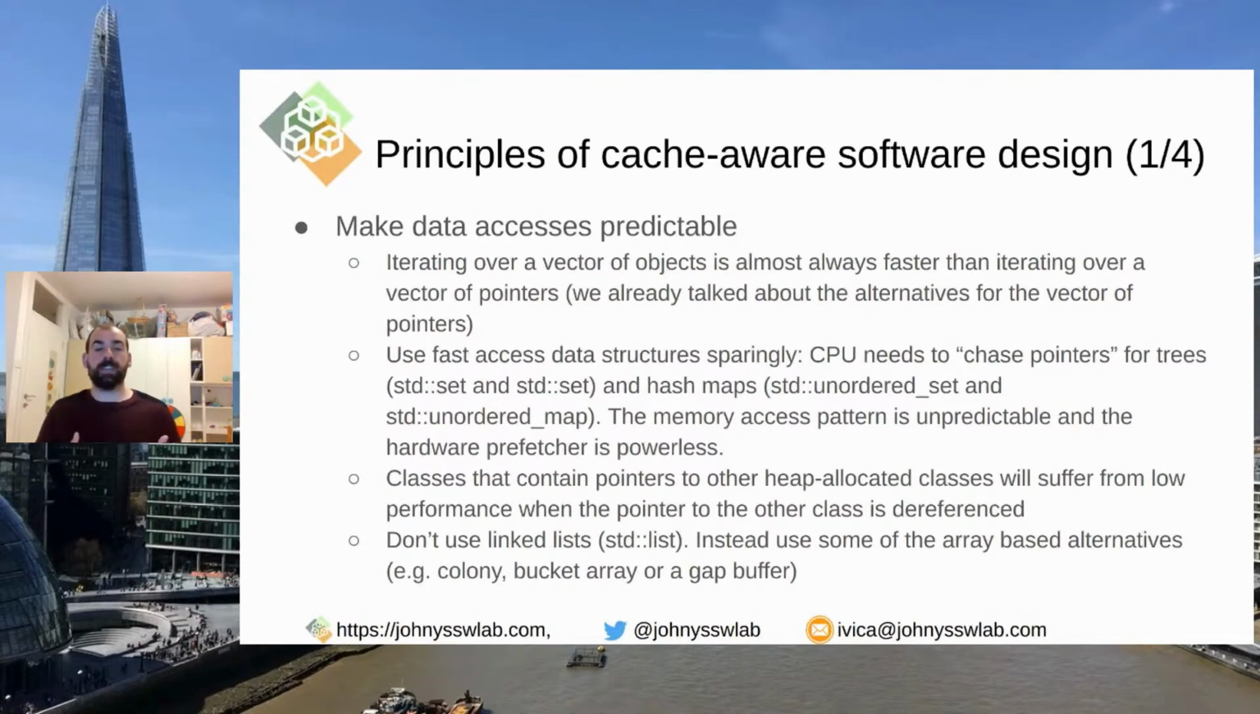You should use fast access data structures sparingly. The CPU needs to chase pointers for trees: you go to pointer 1, then pointer 2, pointer 3 to find your data. Or hash maps: you should use those data structures sparingly. The memory access pattern is unpredictable and the hardware prefetcher doesn't work. Classes that contain pointers to other heap-allocated classes will also suffer from low performance when the pointer to the other class is dereferenced.